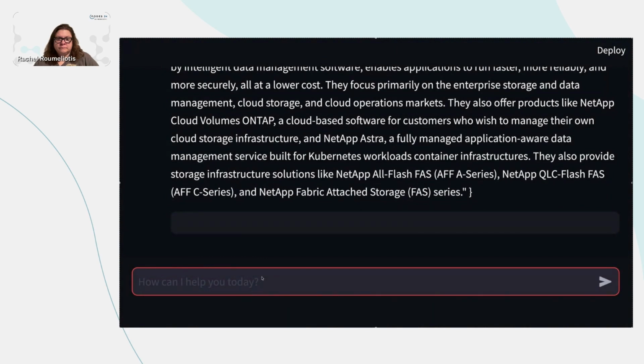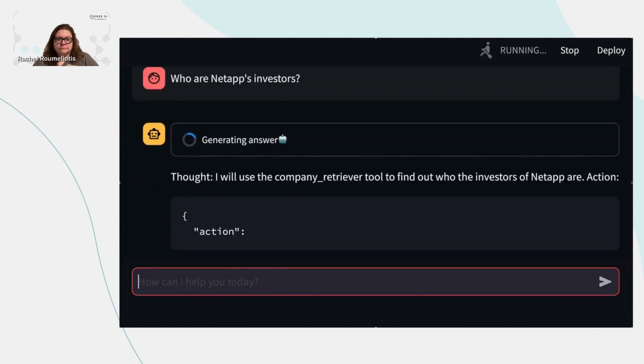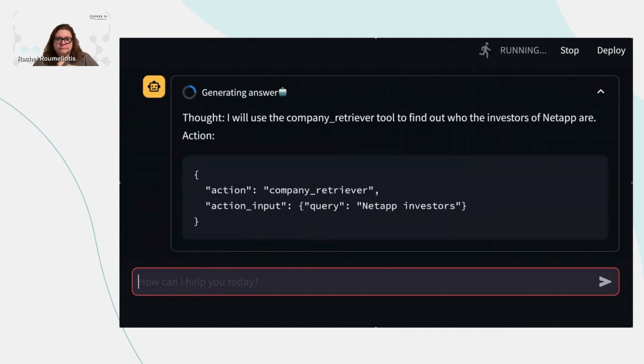Okay, let's ask it a little bit more tricky question. Something that we know is not in the unstructured data, that you can only answer if you have a combination of unstructured and structured data. So what are NetApp's investors? I'll spell that correctly and I'll say who are. I'll try to help the LLM out with some proper English.